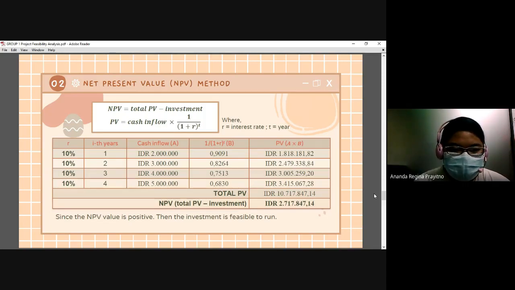So this is the NPV method. The calculation is the same as before. We get the NPV equal to 2,717,847.14 rupiah. And the NPV is positive, so the investment is feasible to run.